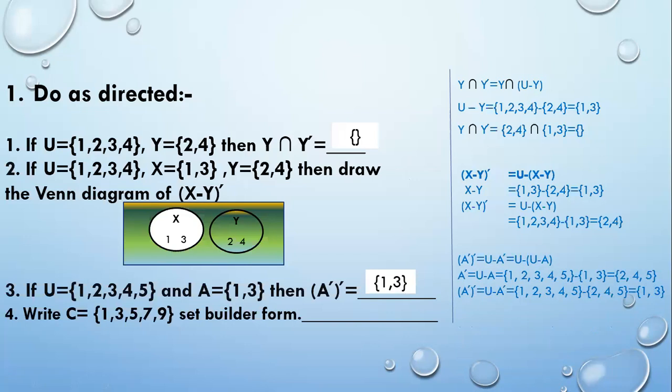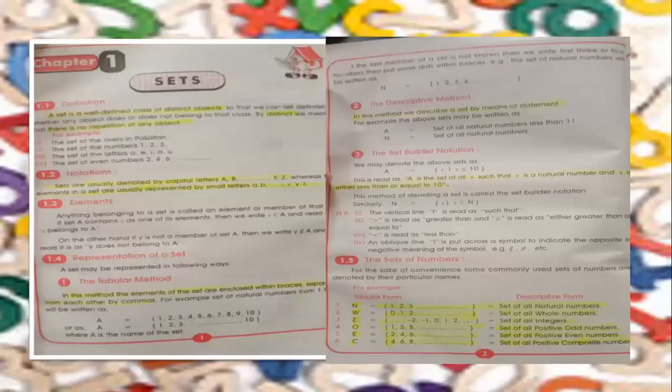So here A double dash gives the answer 1, 3. That is our A. Now question number 4: C is equal to 1, 3, 5, 7, 9. We have to mention it in set builder form. Now look at the set carefully. The set is of odd numbers, and here the limitation is that it is less than 11. Okay, so we can write the answer: x such that x belongs to odd numbers and x is less than 11, right?